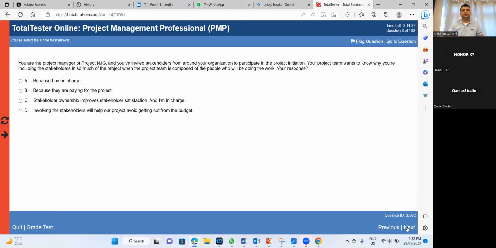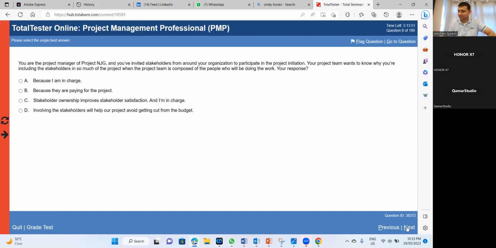You are a project manager of a project NGJ and you have invited stakeholders from around your organization to participate in project initiation. Your project team wants to know why you are including stakeholders in so much of the project when the project team is composed of the people who will be doing the work. What will be your response? Because I am in charge, because they are paying for the project, stakeholder ownership improves stakeholder satisfaction, and I am in charge. Involving stakeholders will help the project to avoid getting cut from the budget.